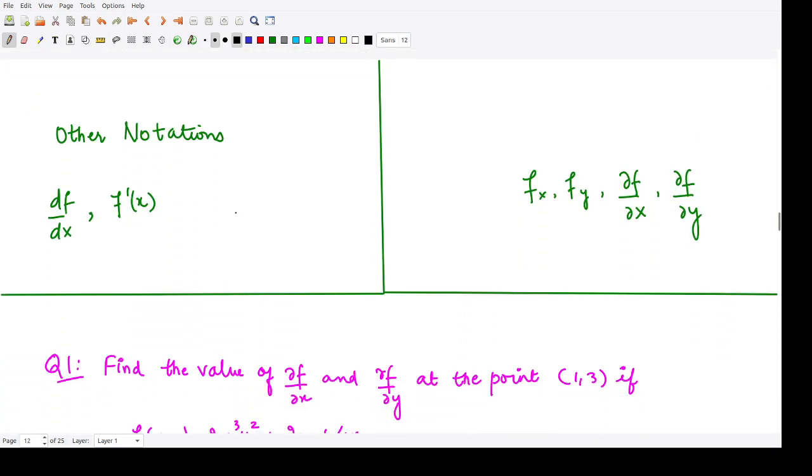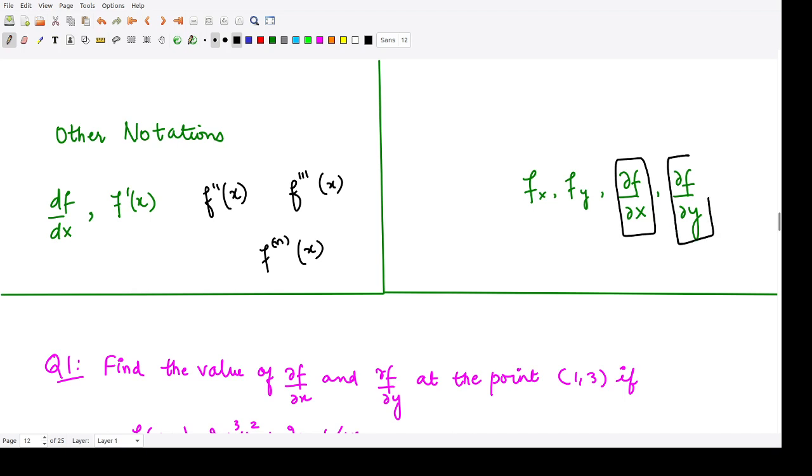We have other notations. For derivatives we use df by dx, or you use the dash symbol to represent the first derivative, double dash for the second derivative, triple dash for the third derivative, and the nth derivative is represented by the value n in round brackets, and so on. And the partial derivatives are either represented by the del formulas, or you could represent as f with the subscript x. So here f is the dependent variable and x is the independent variable with respect to which you want to perform the derivative, and you will keep all the other variables fixed.